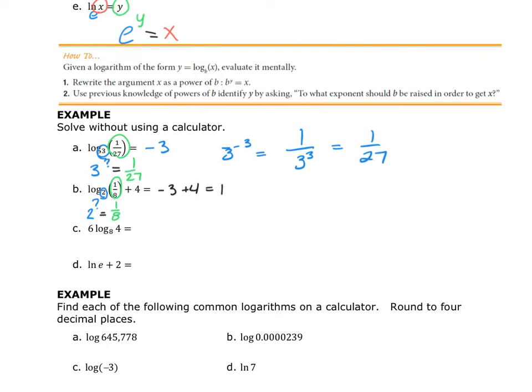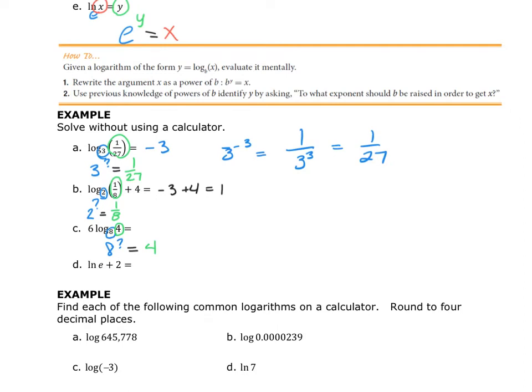If we take a look at our next example, this is my base. This is my answer. I'm going to ignore the 6 because I don't need the 6. 6 is just going to be a multiplier. So I ask myself, how do I get from 8 to 4? Remember, 4 is my answer.